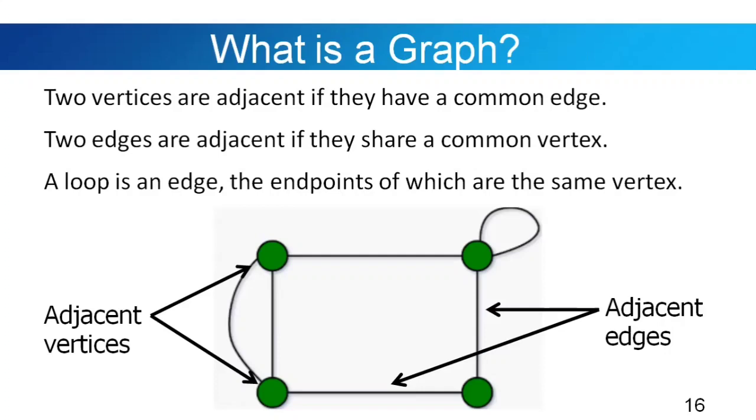A loop is an edge, the endpoints of which are the same vertex. So this one here is a loop, since both of the endpoints of this edge are connected to only one vertex.